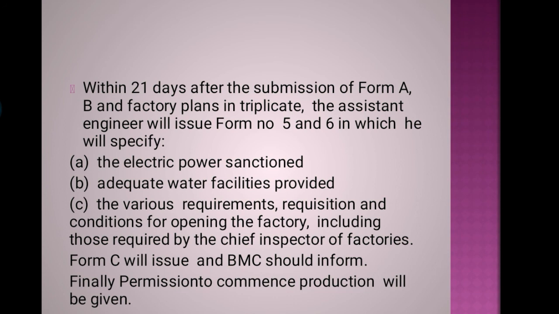After that, Form C will also be issued along with these forms. Upon complying with the conditions stipulated in Form B, the Bombay Municipal Corporation should be informed in writing through this Form C. Subsequently, permission for the commencement of production will be given by the director. So, infrastructure takes place in this kind of step-by-step procedure.